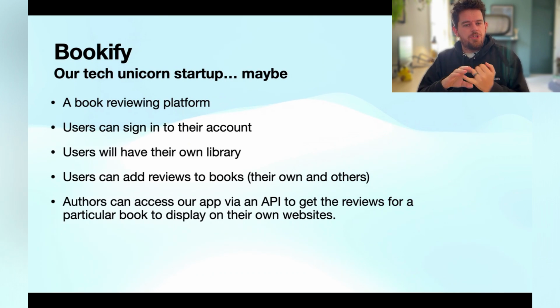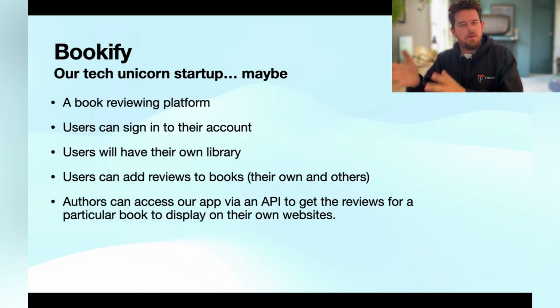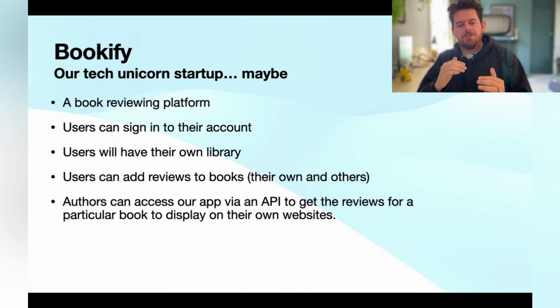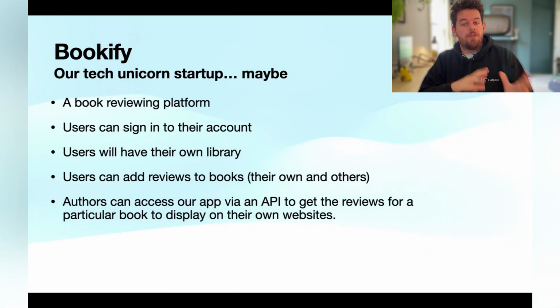It's crucial that users will be able to sign into an account. Users will have their own library of books. Users can add reviews to books, both their own books and books that other people have. And we're going to add another feature as well. This is what's going to make us money, I suppose: authors can access our app via an API, and then they can embed these reviews on their own website.